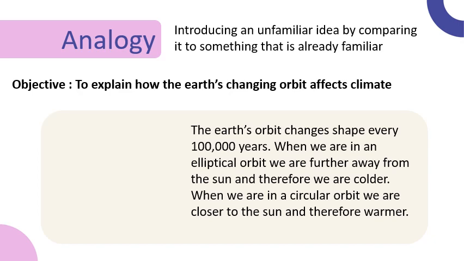What I could do is just give them the information on paper, on PowerPoint, read it out and present it as follows. The Earth's orbit changes shape every 100,000 years. When we are in an elliptical orbit, we are further away from the sun and therefore we are colder. When we are in a circular orbit, we are closer to the sun and therefore warmer.